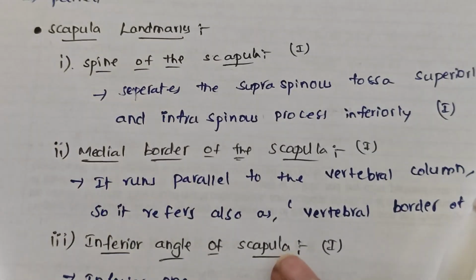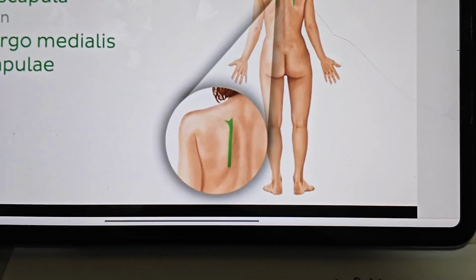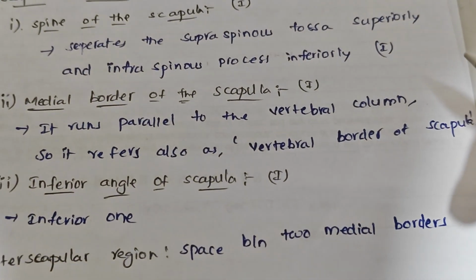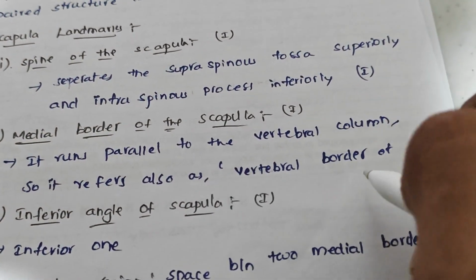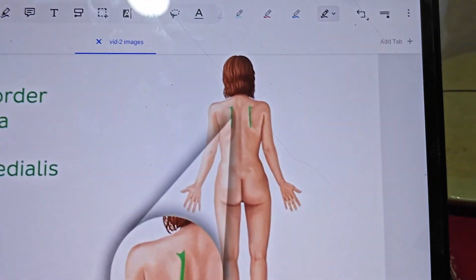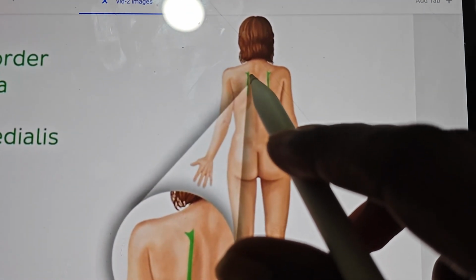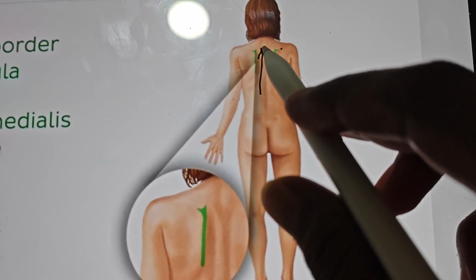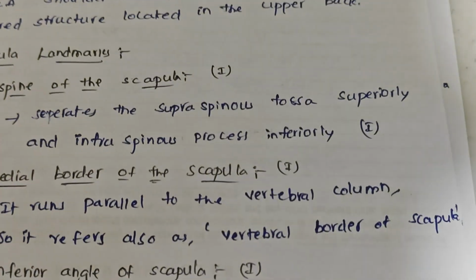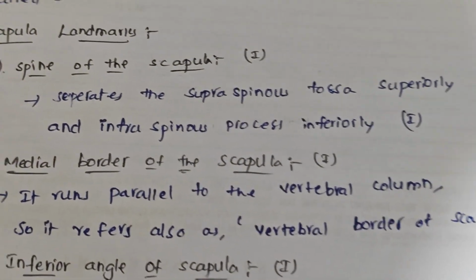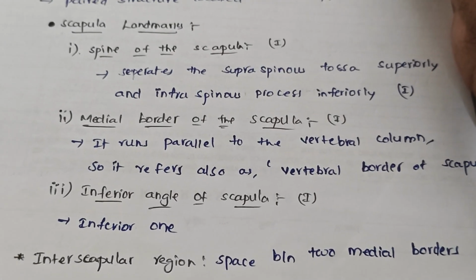Medial border of the scapula. This one is the medial border of the scapula. It runs parallel to the vertebral column, so it is referred to as vertebral border of scapula. So you can see it is running parallel to the vertebral column, so that's why it is also known as vertebral border of scapula.